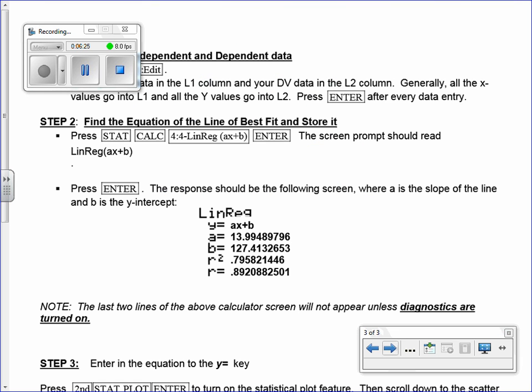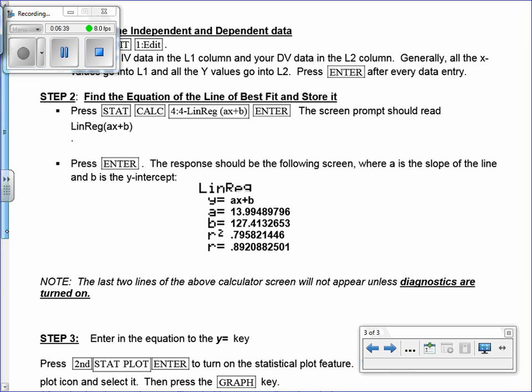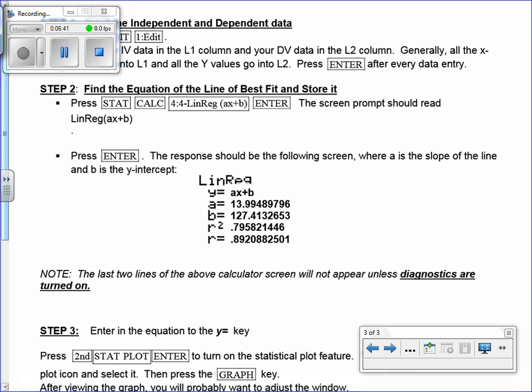Go ahead and switch to the next page. We're going to use this data. I want you to use this data and enter it into your graphing calculator. Go ahead and follow all of the instructions that you have here. I even told you, once you do this, what your Y, your A, your B, your R squared and your R should end up looking like.